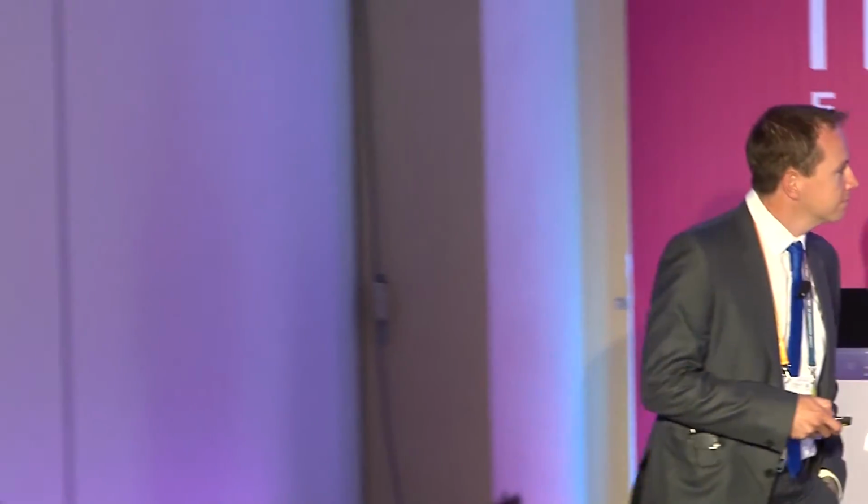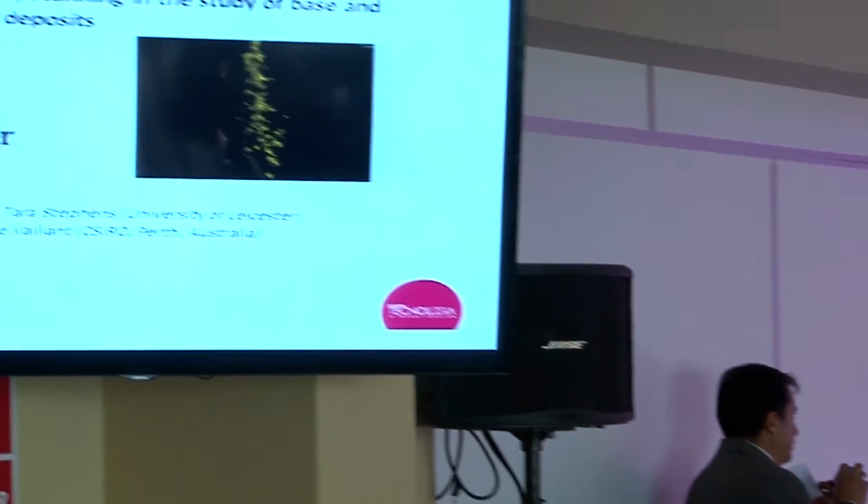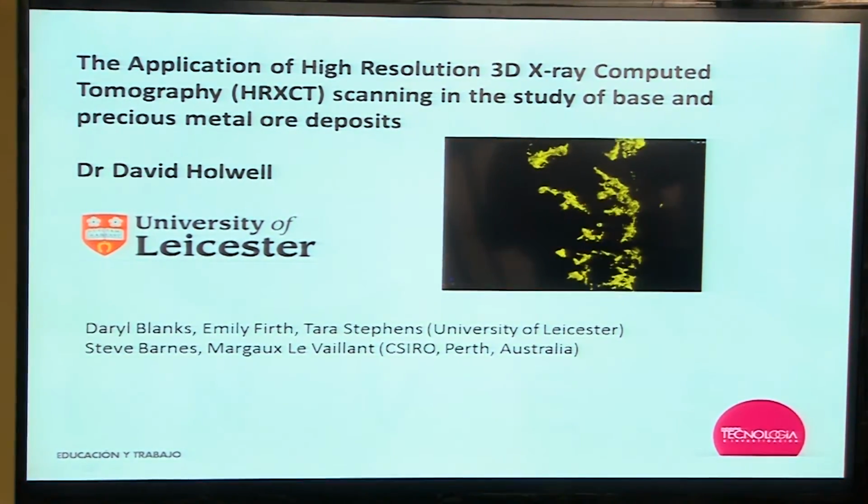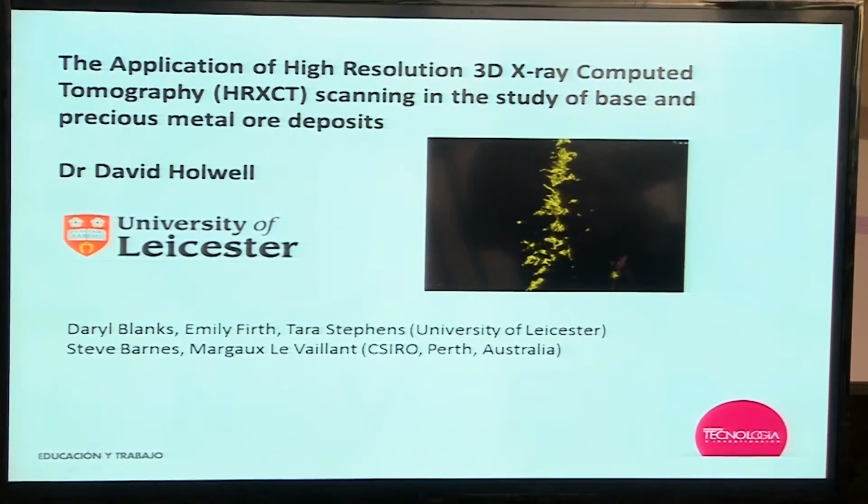It's going to be quite visual, this talk, so there's going to be a few movies in it, hopefully. This is going to start working. There we go. I'll show you a larger version of this later on. This is gold in a quartz vein.